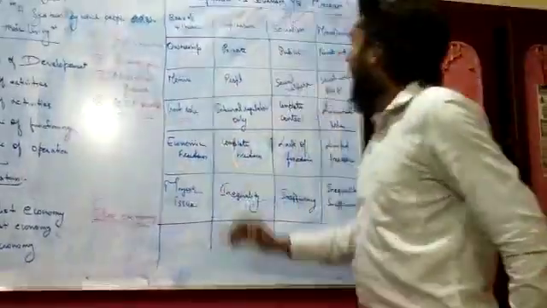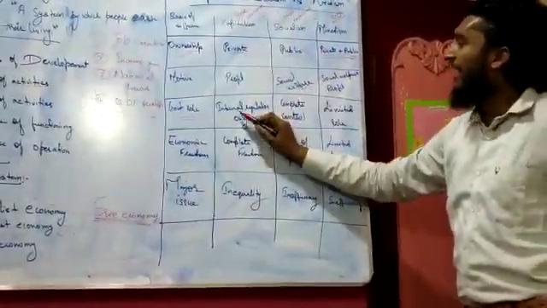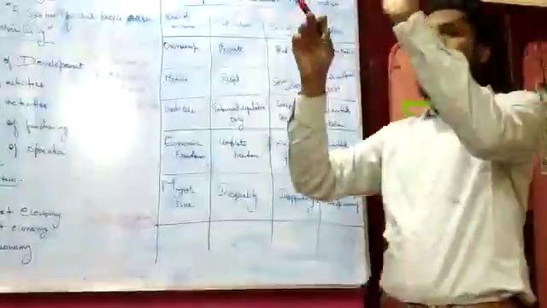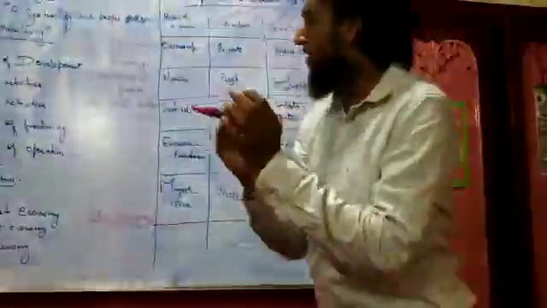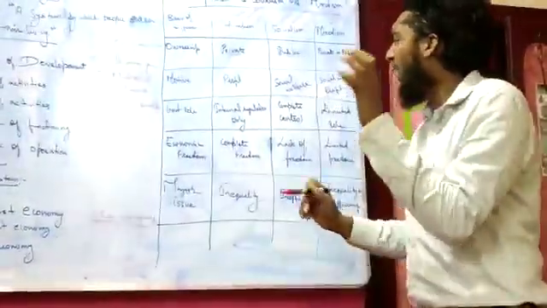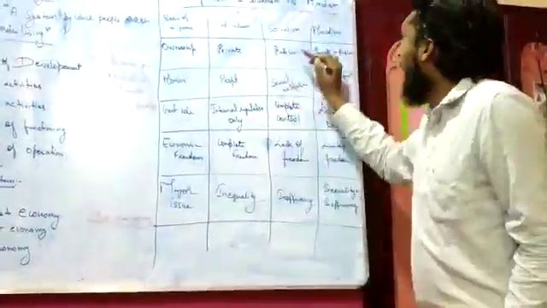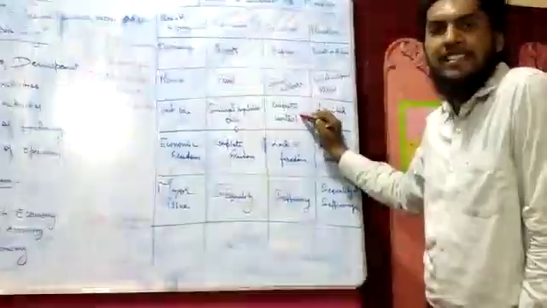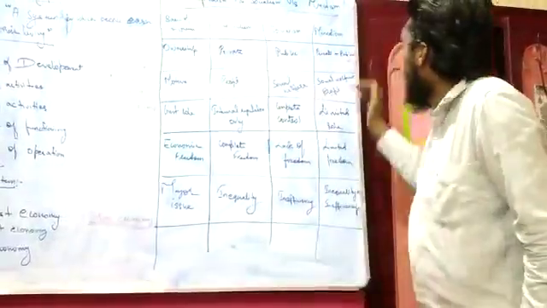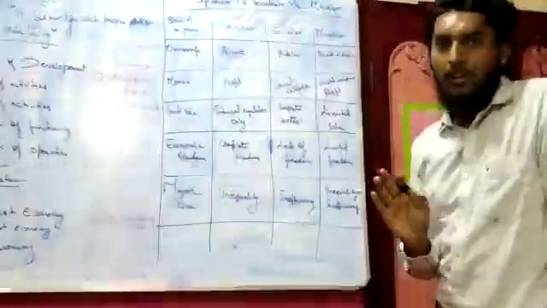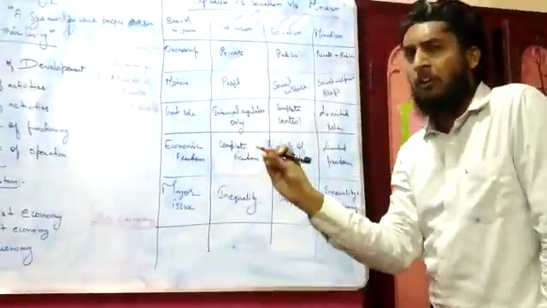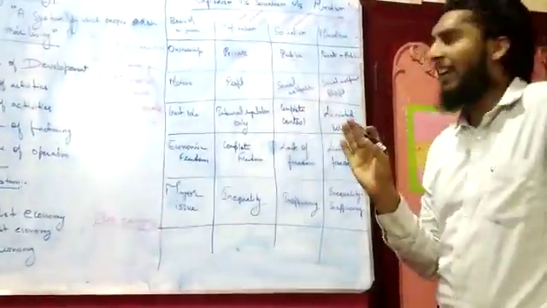Government role. Next point. In capitalism, internal regulation only. While forming the organization, the government will come and see only the internal management regulation. In socialism, full control by the government. In mixed, a limited role. Government will have a very limited role. Where it is necessary, they will interfere.